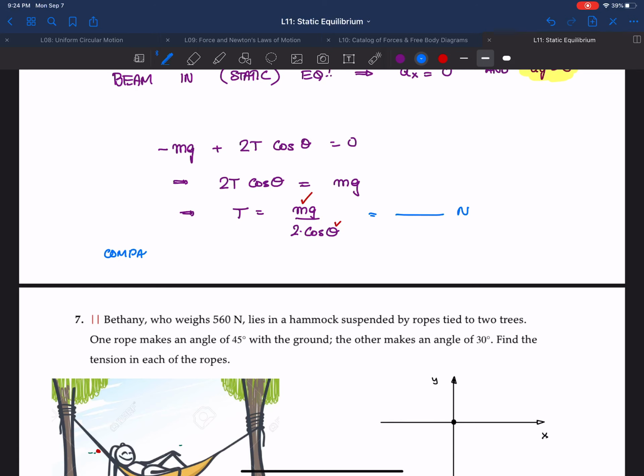Once you have the tension, to answer the question, you're going to compare the obtained value of T with 5,600 newtons and then answer the question, is it safe? If T is greater than 5,600, obviously it's not. It'll break. If it's less, then yes, you're fine.